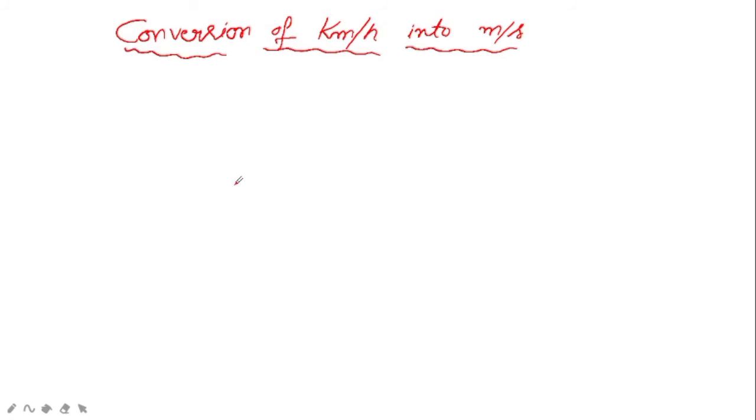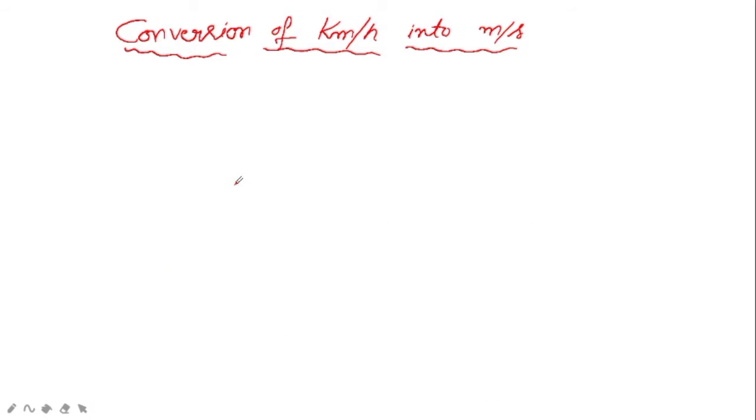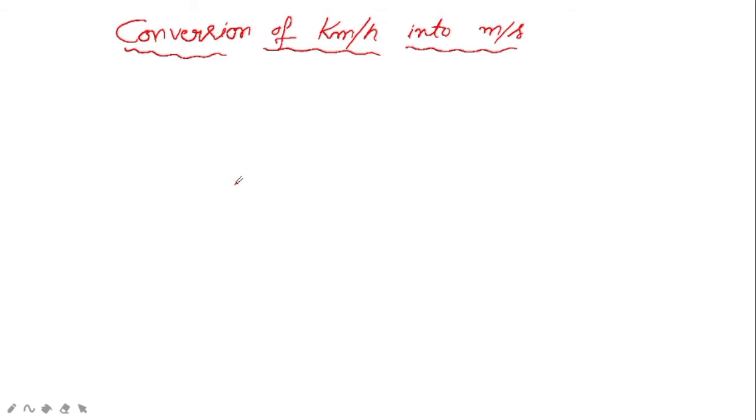So today we are going to study an important topic, that is conversion of kilometer per hour into meter per second. Because we know that all distances are measured in terms of kilometers, centimeters and meters, right? And then whenever a body covers this distance in a given interval of time, we say it as speed, right? So what do you mean by speed? Speed is defined as the distance covered by an object per given time.